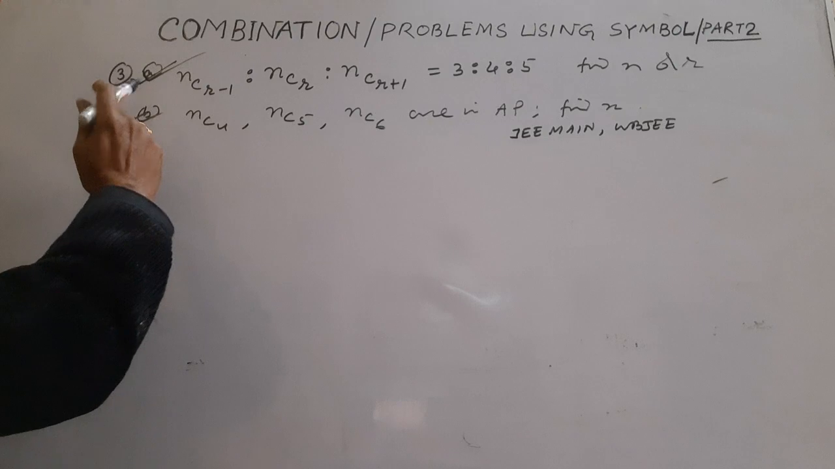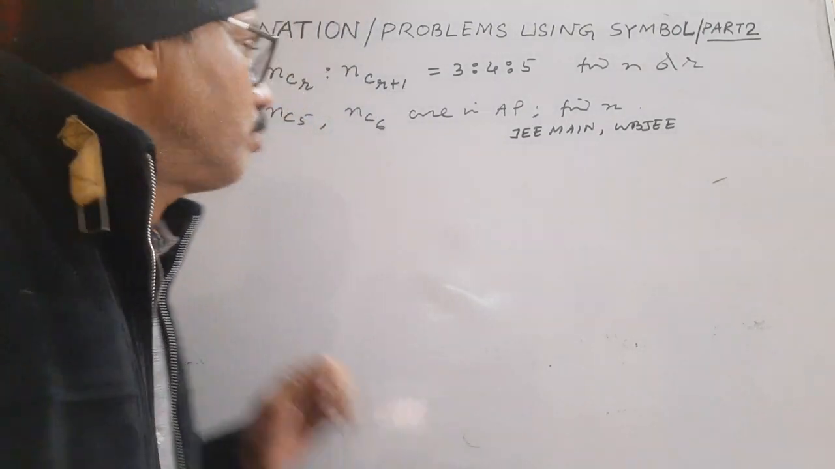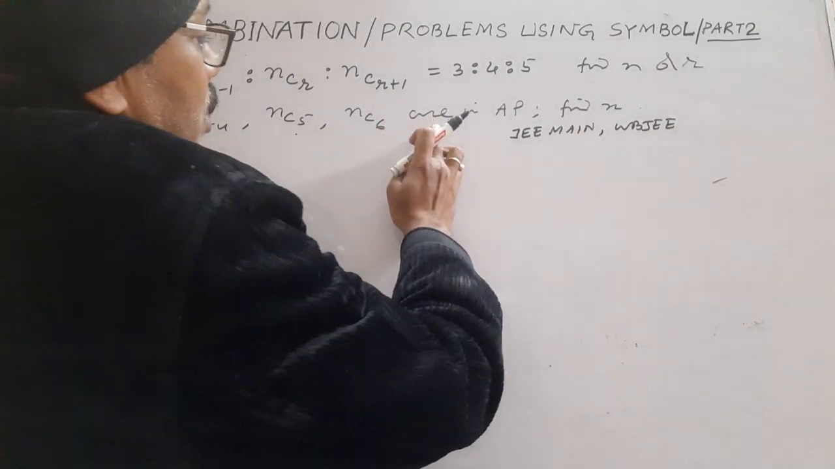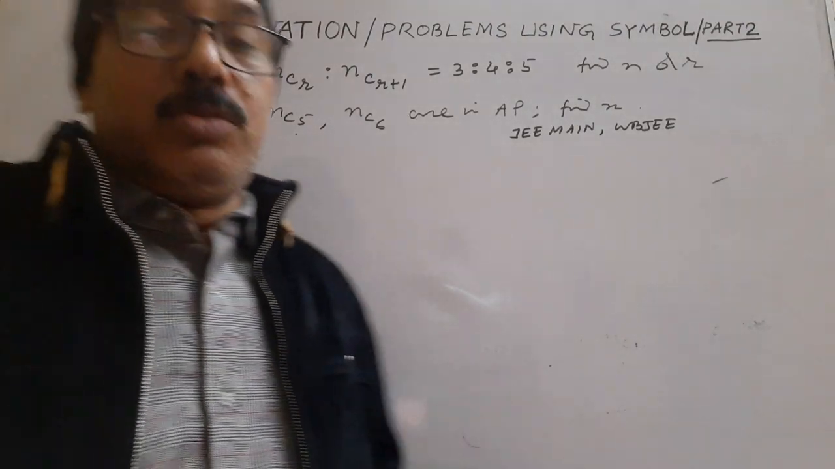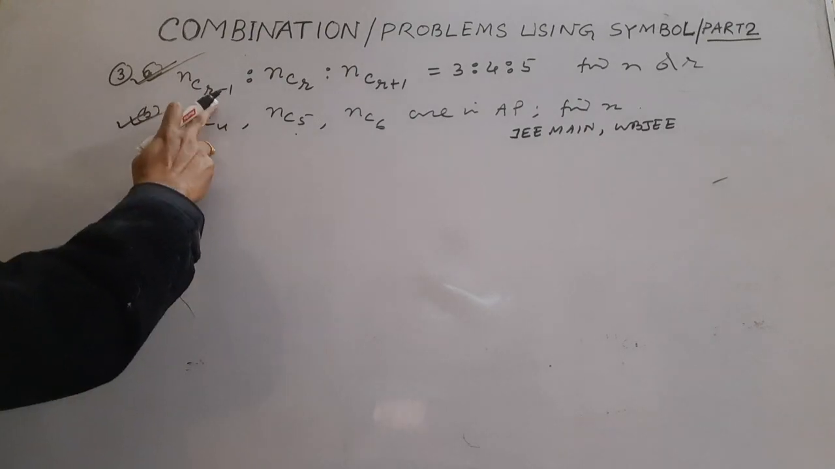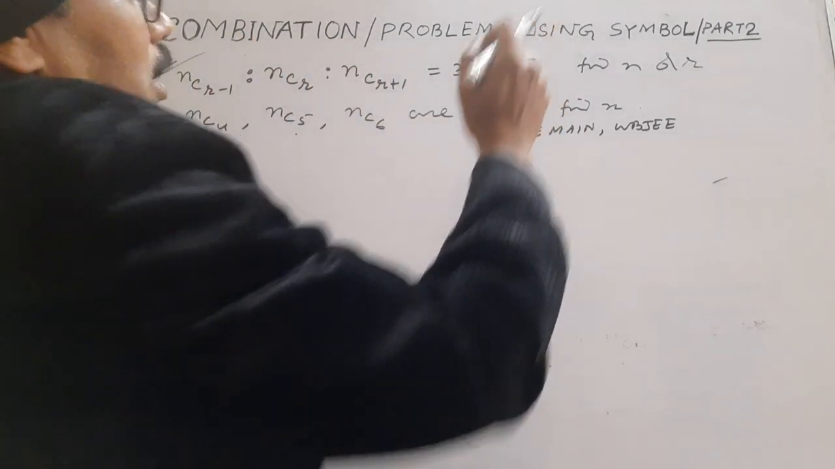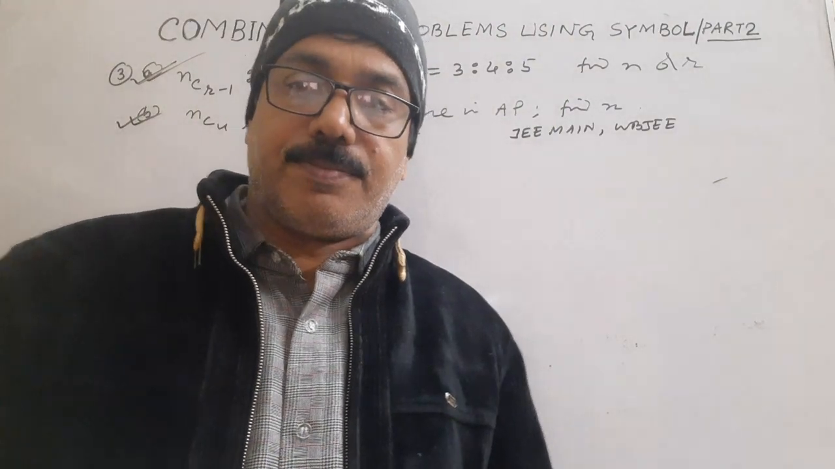So, in the previous class, I solved this one: nC4, nC5, nC6 are in AP. Find n. Now, this one is the general one: nCr minus 1 is to nCr is to nCr plus 1 is 3 is to 4 is to 5. Find n and r.